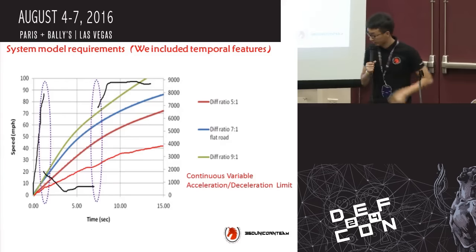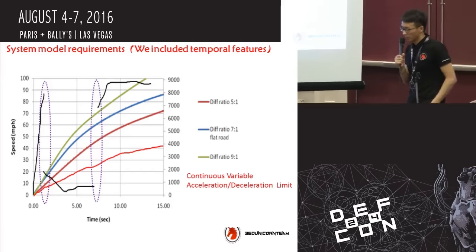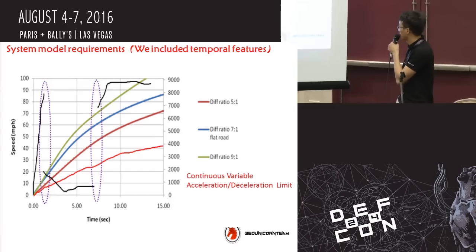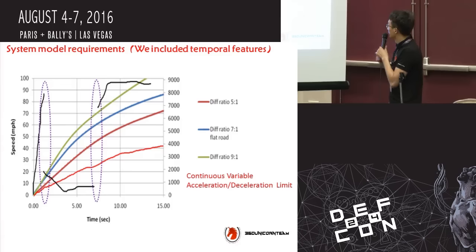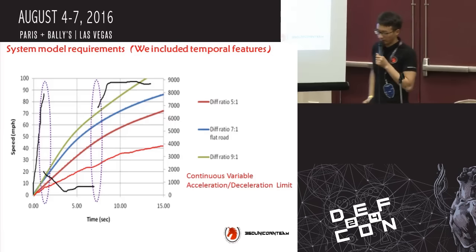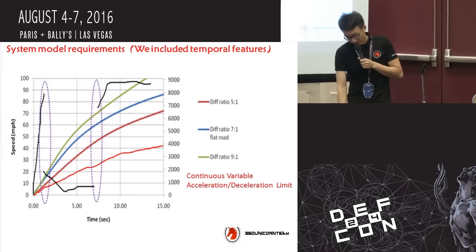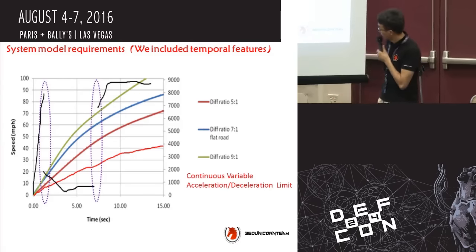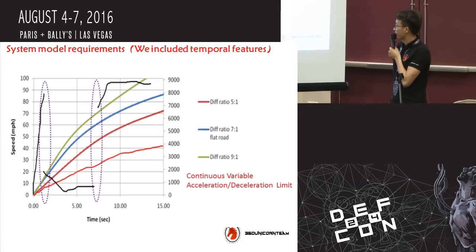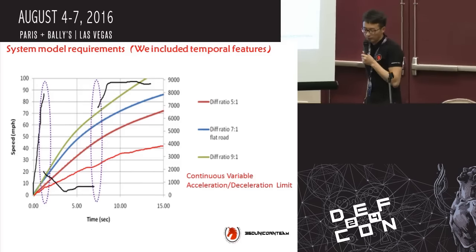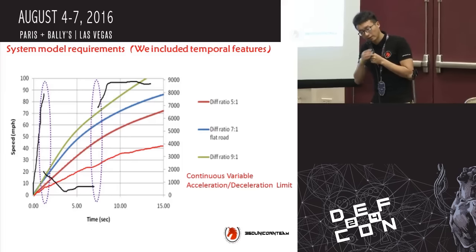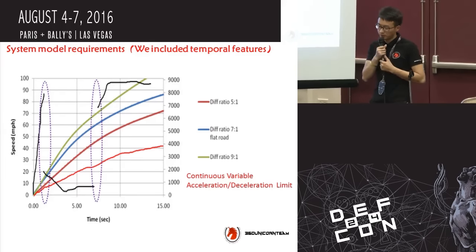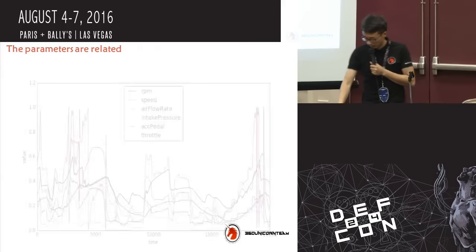So this is a graph that I grabbed directly from the internet, where you can see the speed and the gear ratio. The relation between them is not even linear. And you can tell that the speed is also a continuous variable. So we need to take these features into consideration to detect the attack.